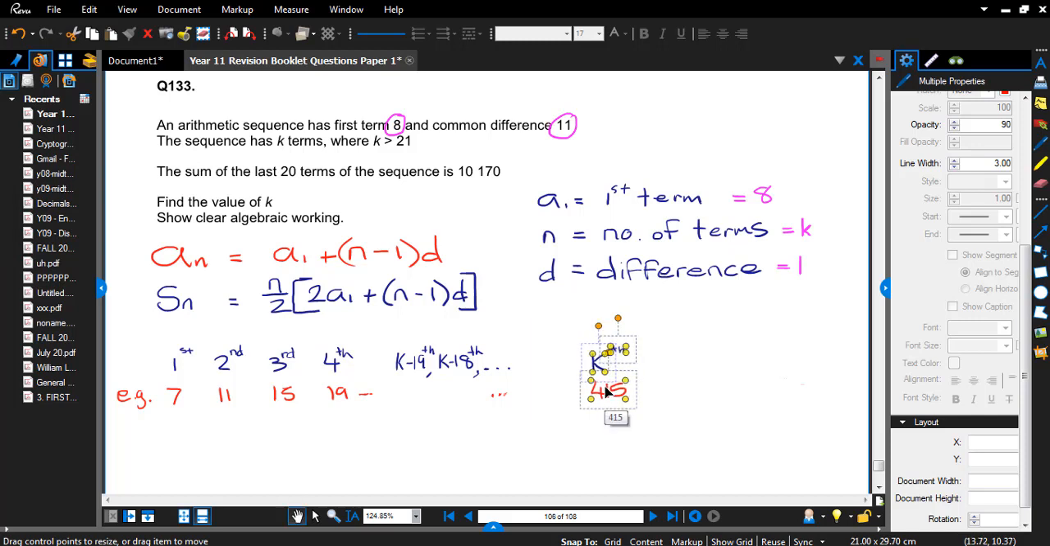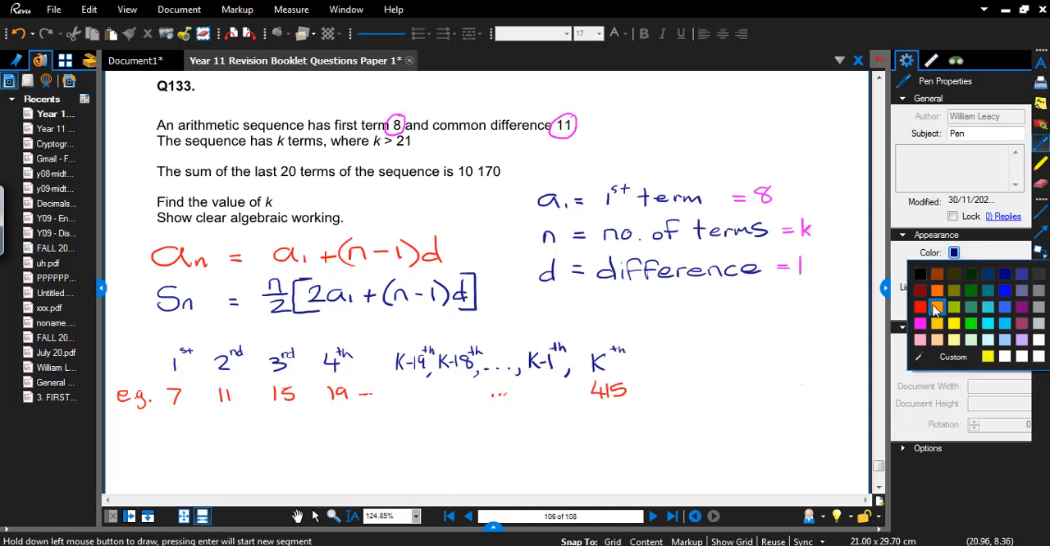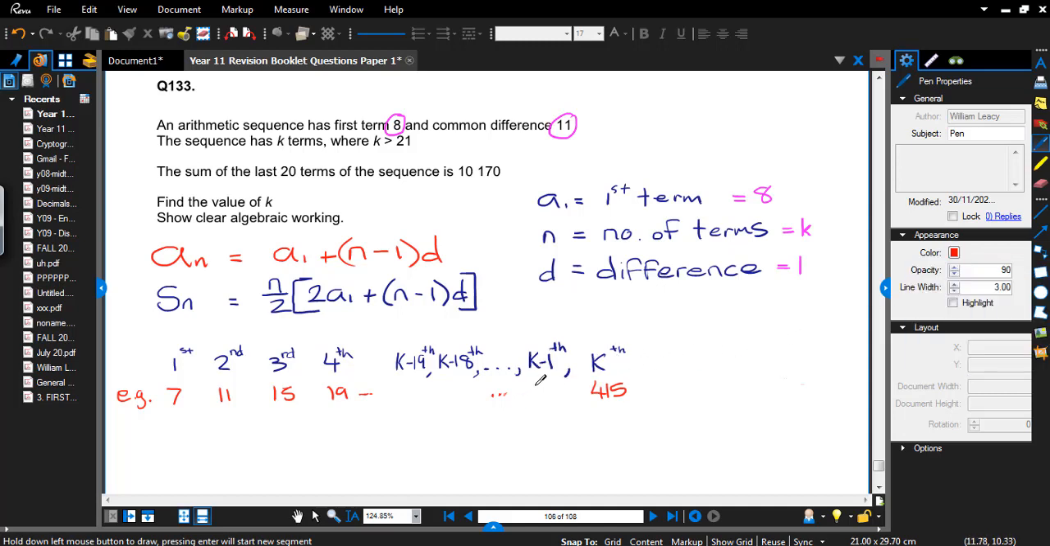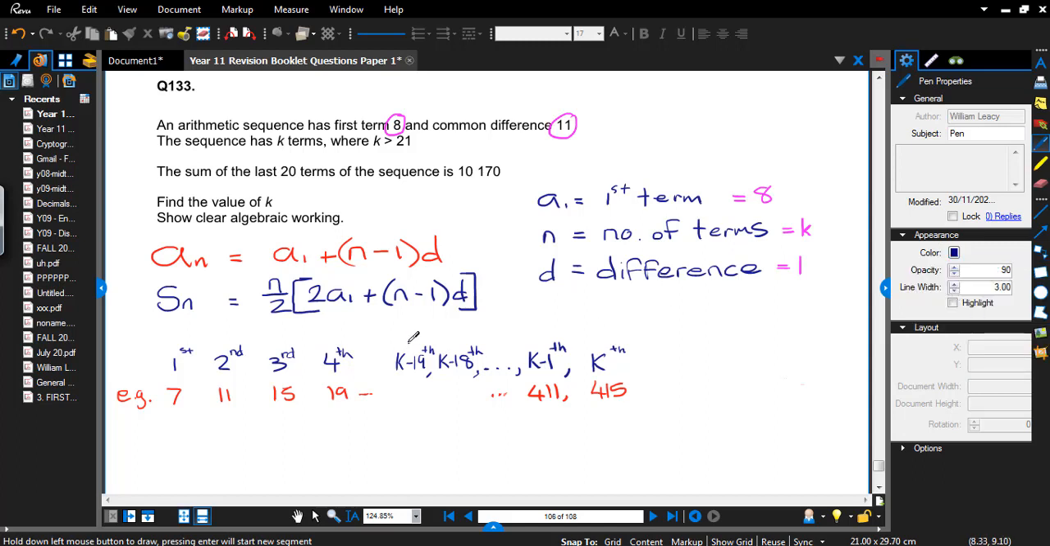Eventually you get down to the (k minus 1)th term, which is the term before the last term, and then you have the kth term. Whatever, it obviously is going to be 411. This is just an example, as I said. Now, we're told the last 20 terms add to this, so we obviously have 20 terms here.